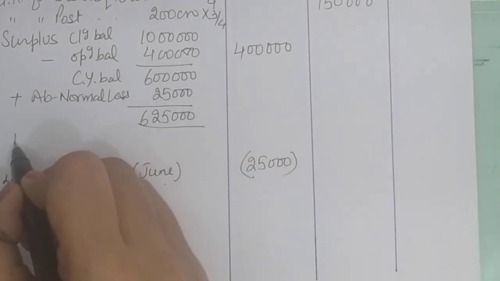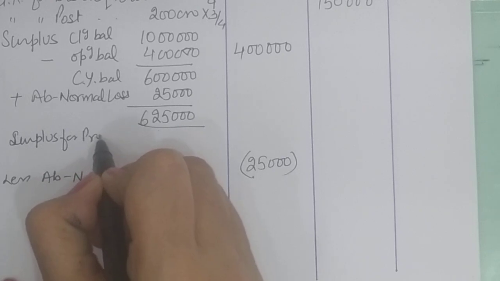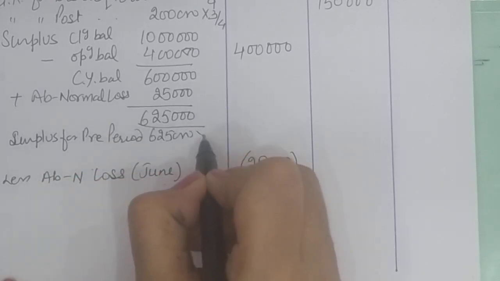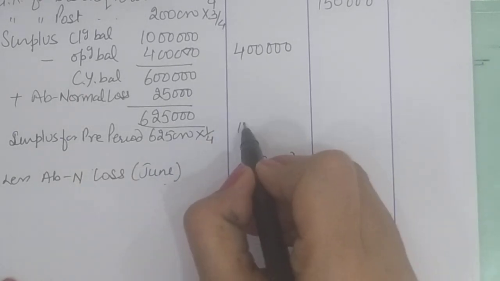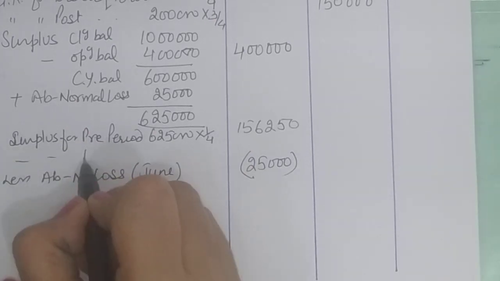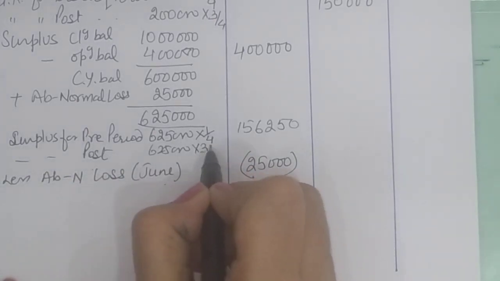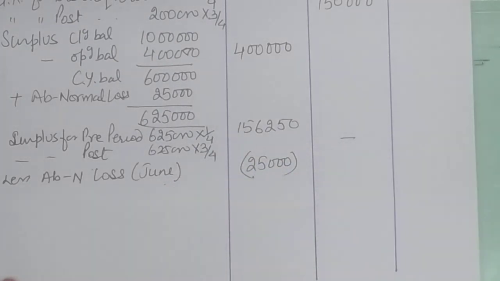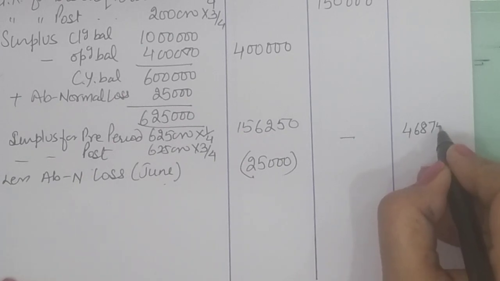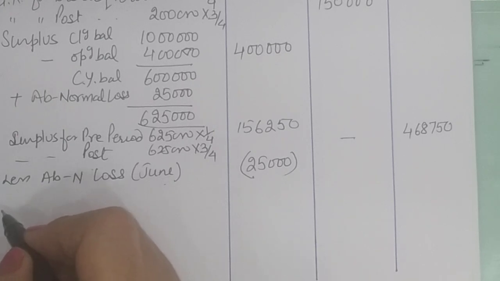Now this will be surplus for pre-acquisition period, 6,25,000 into 1/4, that is 1,56,250, and for the post period, that is 6,25,000 into 3/4, it is 4,68,750. Further, we had one more adjustment of revaluation.